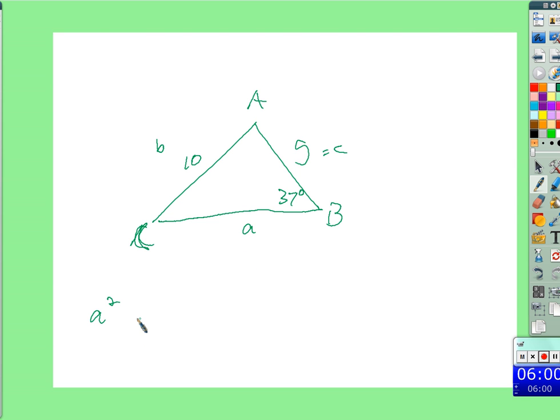A squared, don't know what a is, equals 10 squared plus 5 squared minus 2 times 10 times 5 times the cosine of what? Of A, which we don't have, so it's impossible to solve. And it would be pointless to solve for b because we already know b. That would just be kind of a perpetual cycle. And then if we did something like, let's say we use the cosine of b, which is 37.